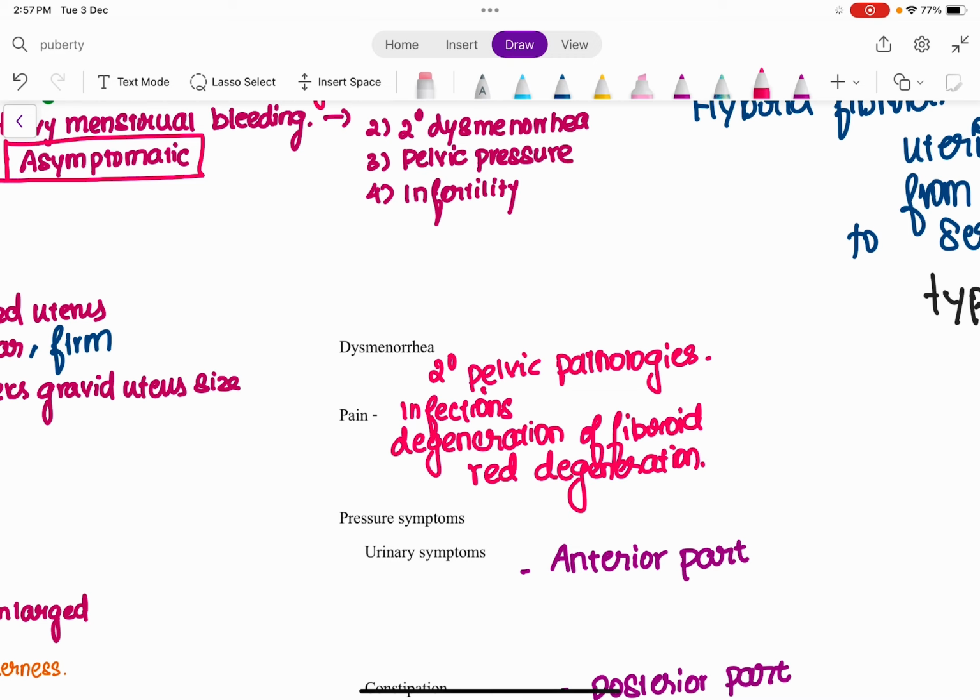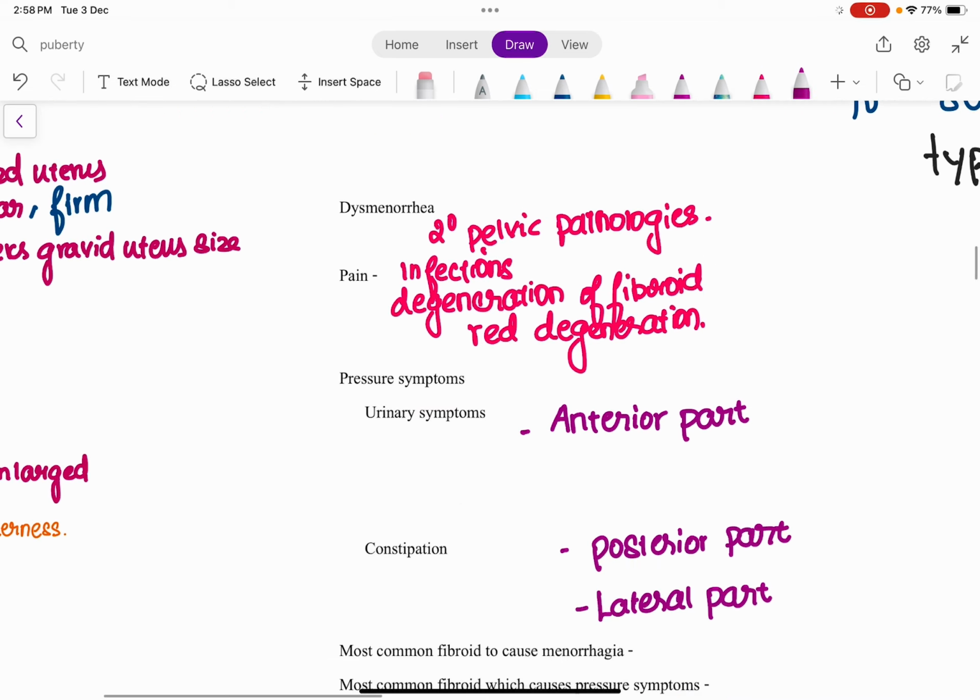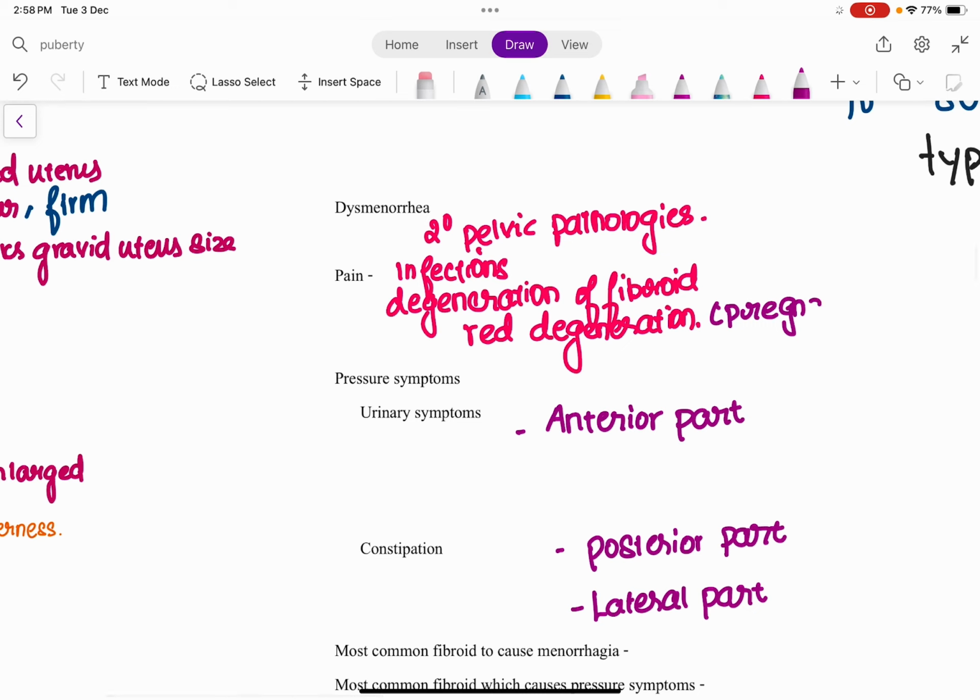Secondary dysmenorrhea could be painful menstruation, or the pain can also be due to some different reasons. It could be because of infection of the fibroid, or any kind of degeneration where the fibroid degenerates, such as red degeneration of the fibroid during pregnancy. This condition happens only during pregnancy. And if malignant transformation happens in the fibroid, which is a very rare phenomenon, it can also result in pain. So the pain symptom complex could be secondary dysmenorrhea because of secondary pelvic pathology, or it could be because of degeneration of the fibroid or malignant transformation of the fibroid.